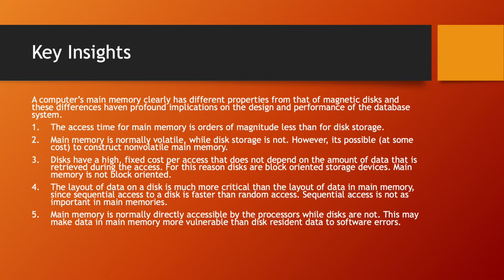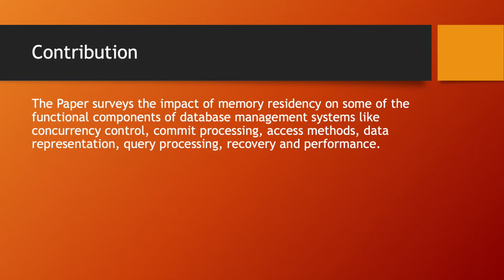Disks have a high fixed cost per access that does not depend on the amount of data that is retrieved during the access. For this reason, disks are block-oriented storage devices, while main memory is not block-oriented. The layout of data on disk is much more critical than the layout of data in main memory, since sequential access to a disk is faster than random access. Sequential access is not as important in main memories. Main memory is normally directly accessible by the processor while disks are not. This may make data in main memory more vulnerable than disk resident data to software errors.